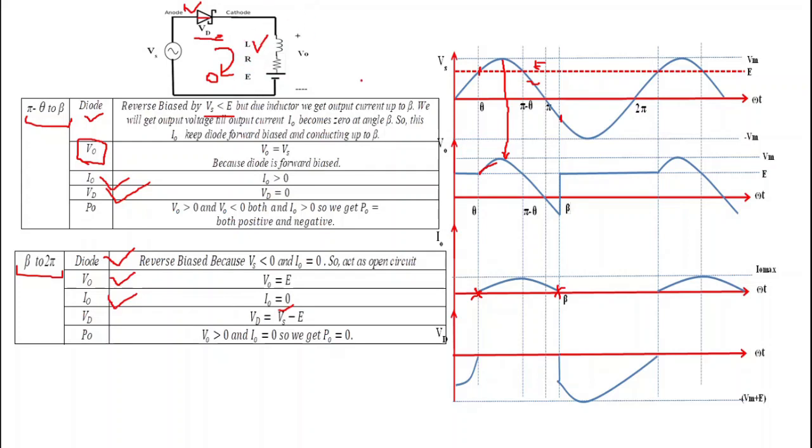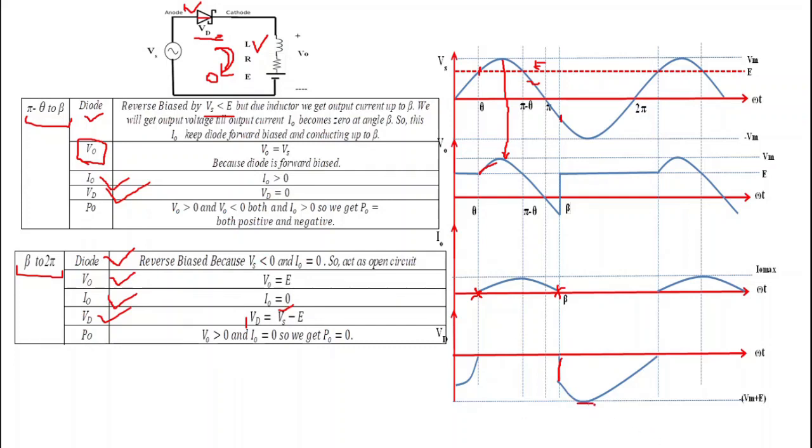That's why we get V0 is equal to E. And what is the drop across the diode? The drop across the diode is equal to Vs minus E. So how do we get this Vs minus E? Simply by applying KVL in this loop. Okay, now we can plot the waveform for this diode drop. Here is the waveform of the diode drop.